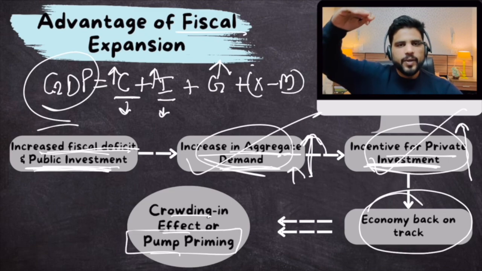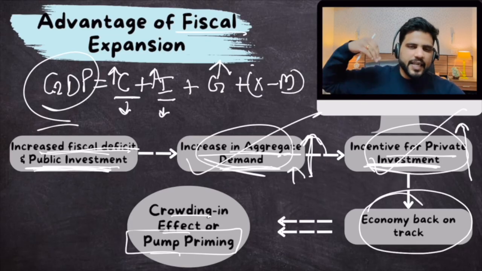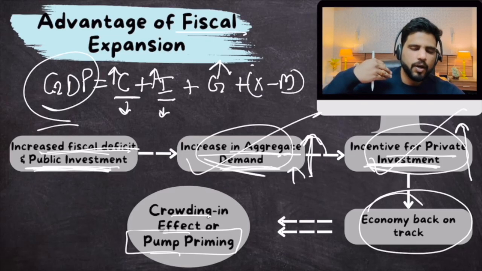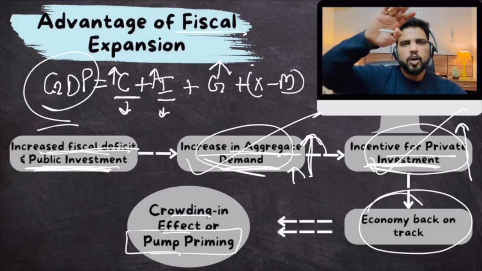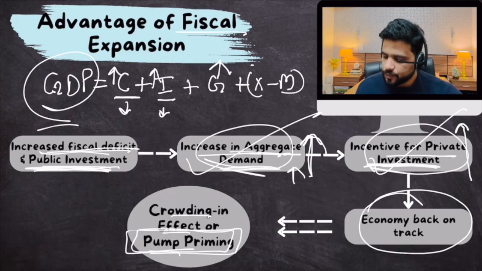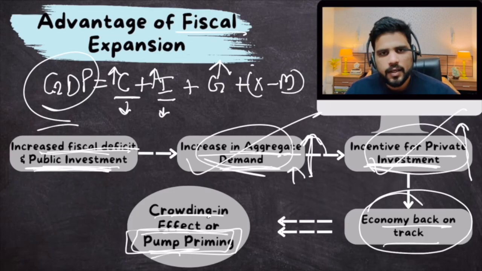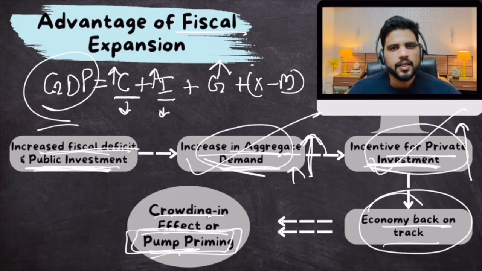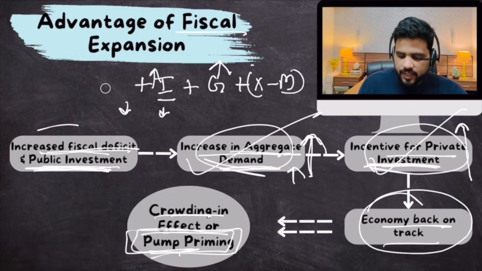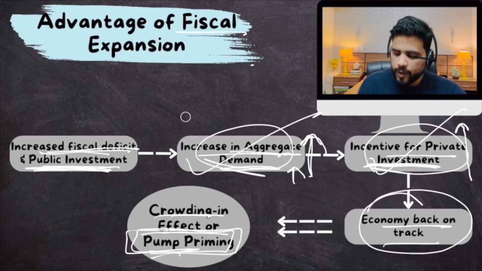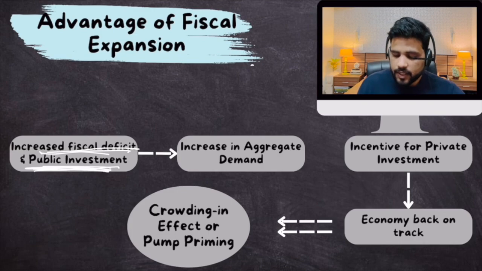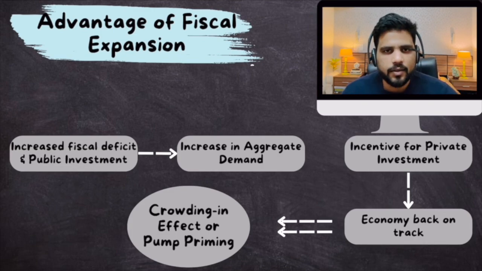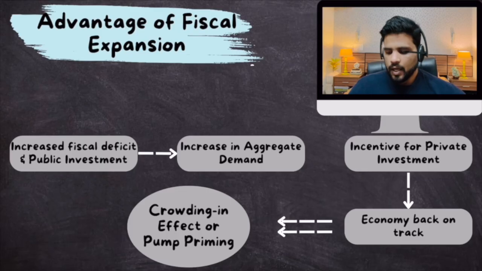When the economy is going through a recession, government increases its spending very highly and gets the economy back on track. This is known as pump priming. Economy is back on track, pump priming, crowding in effect. Clear? Make sense? So, fiscal expansionists have a valid argument. Fiscal conservatives too have some valid arguments. Who is right? Well, I'll answer that question.